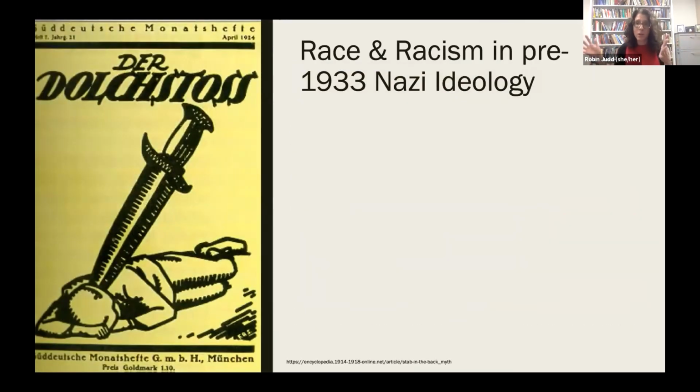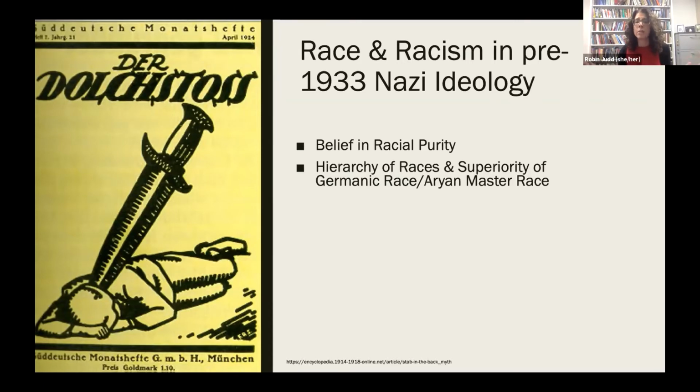So if we were to think about this teleology, if we were to think about this arc of different periods of time, what are some of the major points that I hope students understand? Well, first, I want them to understand the foundation, how before 1933, even before the Nazis are coming into power and then consolidating power, there's first an understanding of racial purity, that there's a belief that there's something that can allow for a pure race and something that can allow for an impure race, and that there is a hierarchy of races, and there's a superiority of one particular race. There's an Übermenschen race, and that is the Germanic race or the Aryan master race.